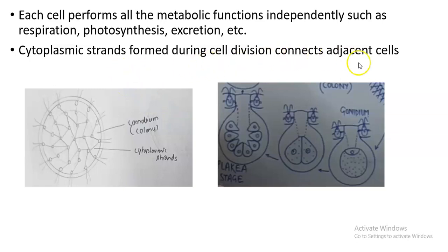Cytoplasmic strands are formed during cell division. You see, this is divided together, so that's why a connection is established at this stage. This is the connection that you are seeing here, when it is mature.